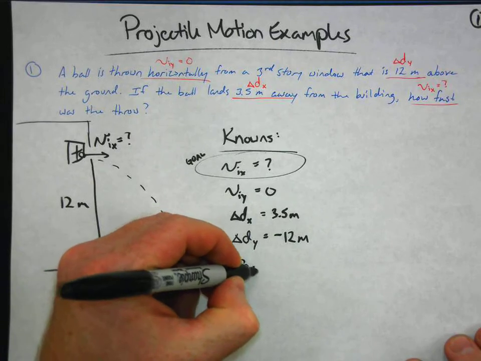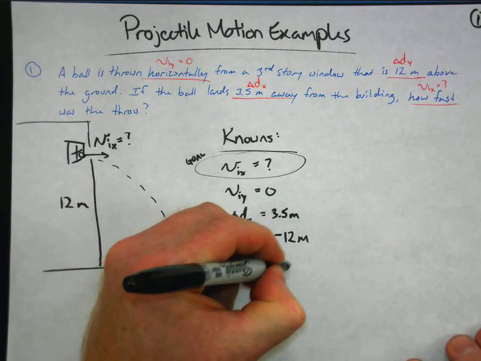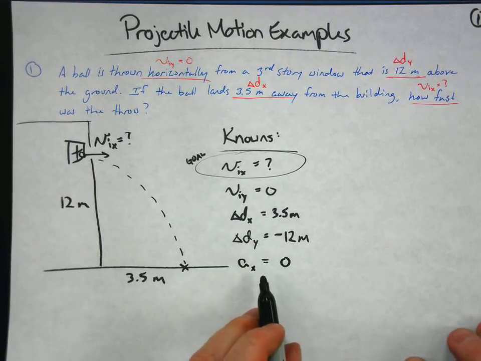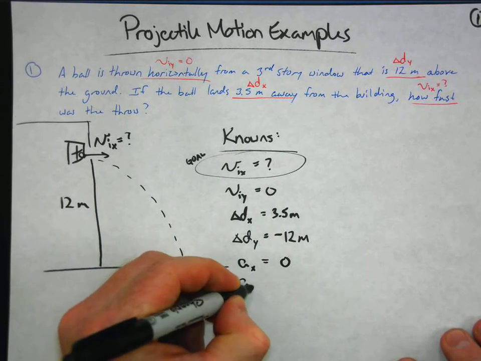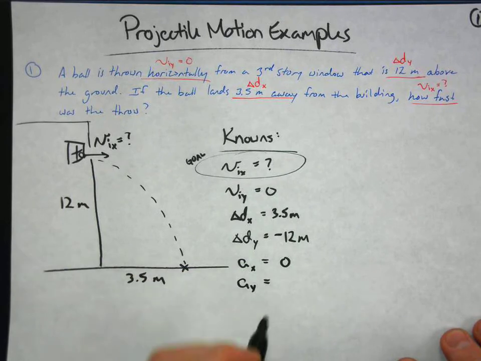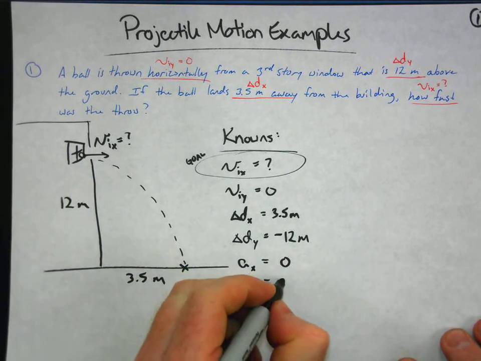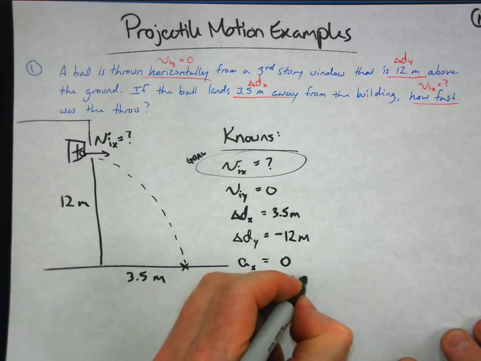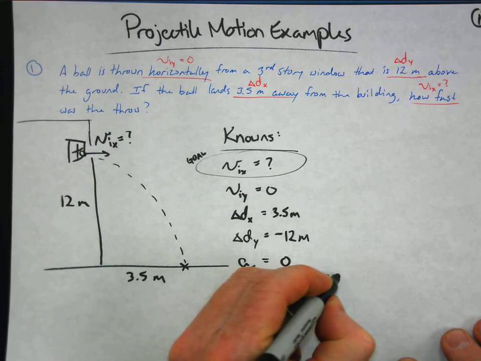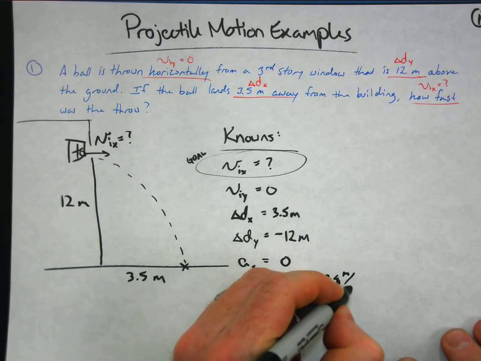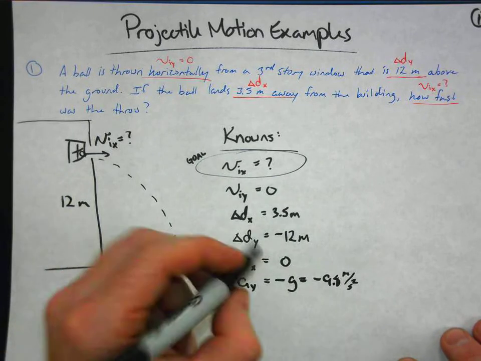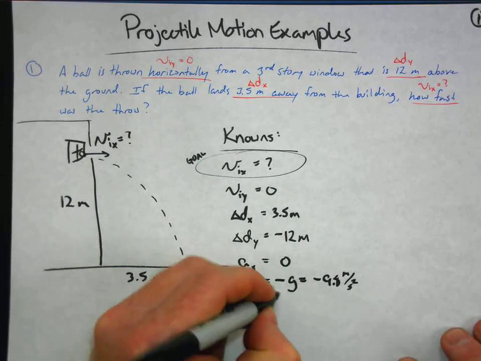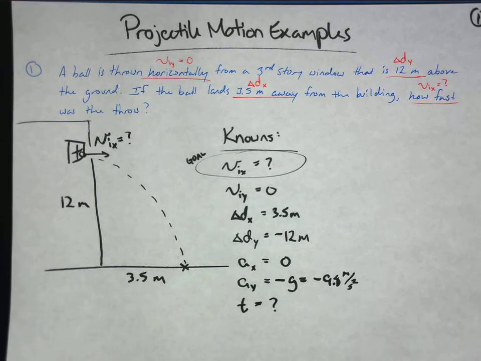I know some information about acceleration. In the x direction there is no acceleration. Velocity in the x direction is constant. In the y direction, acceleration is equal to negative g, which means it's equal to negative 9.8 meters per second squared. And one final thing is time. Now I am not given a time. That's also an unknown. I don't know if I'll need it initially.